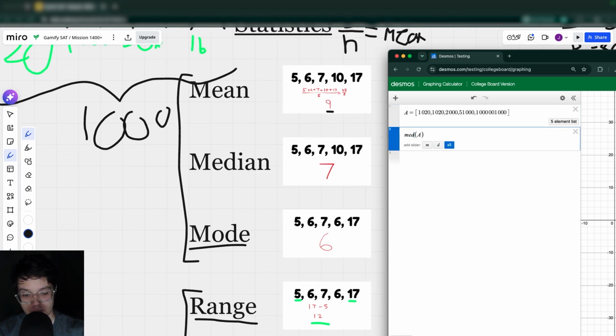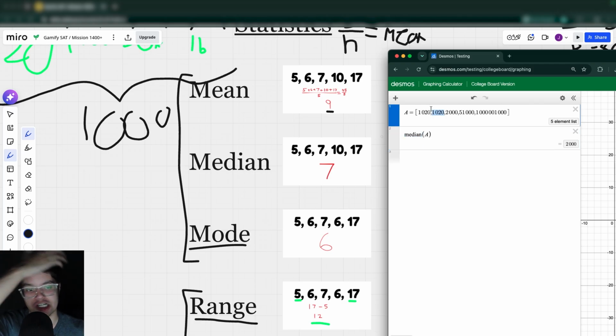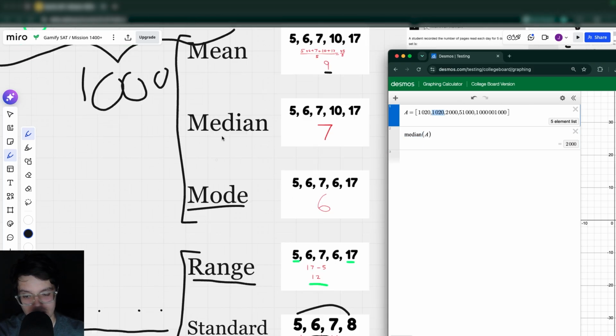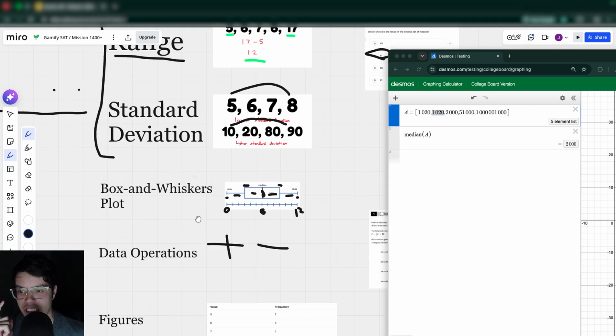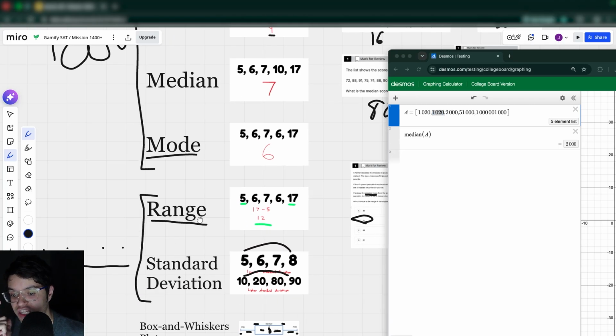Same thing would be the case for the median. Obviously, that's going to change because the middle value is not the same anymore. It's now 2,000. And then if I were to calculate the mode, it would not be the same. I mean, there's not really any mode. I mean, yeah, the mode would just be 1,020 rather than 20. So yeah, plus or minus is both going to change those three things, but not the range or standard deviation.